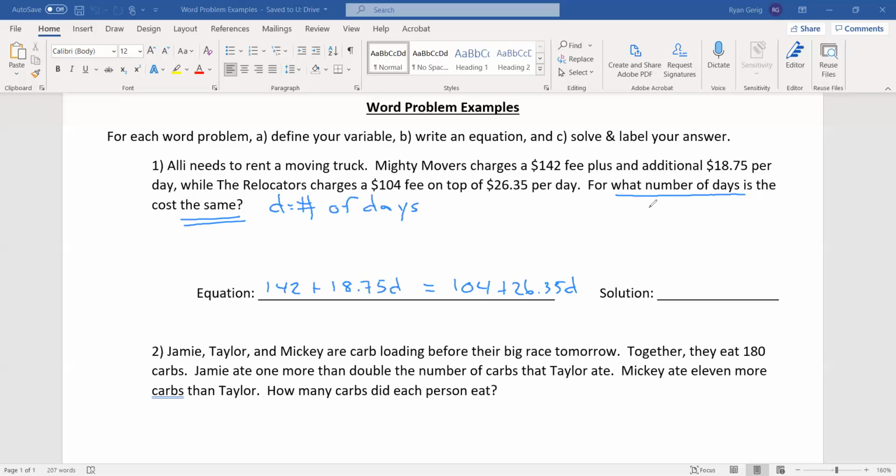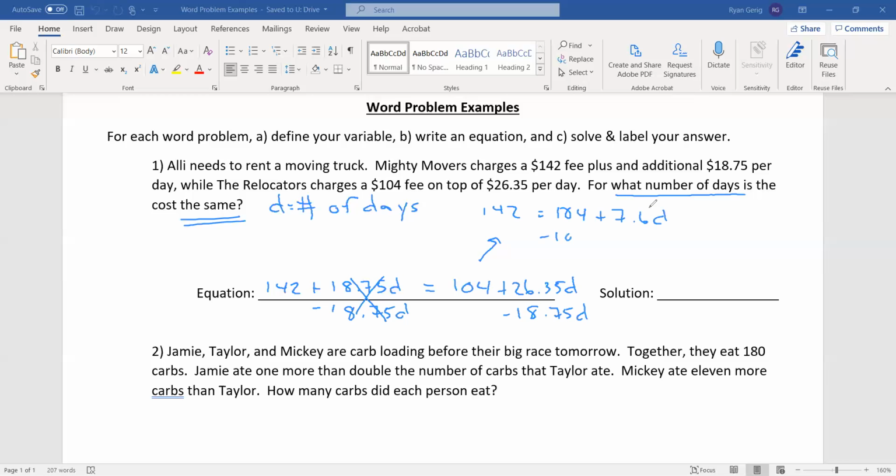We have variables on both sides. I'm going to get my variables together, so I'm going to subtract 18.75D from both sides. A calculator is going to be necessary here. I'm doing that right now in my calculator, and I get 7.6. So I got 142 left on the left-hand side. The D canceled. Equals 104 plus, and now this is 7.6D.